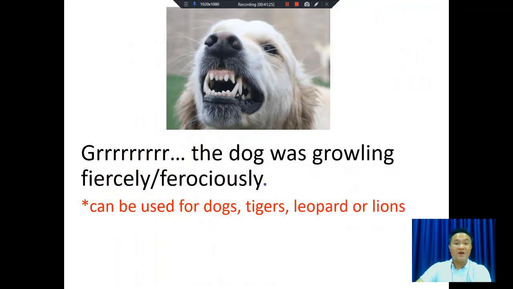Then how about animals? The word roar. Why does the dog produce this sound? Because they are preparing to attack you. Roar. So the dog was growling fiercely or ferociously. You can use this on wild animals, and domestic pets, I'm sorry, dogs, tigers, leopards, or lions. So you can use it on all these. The sound effect, don't forget about it.